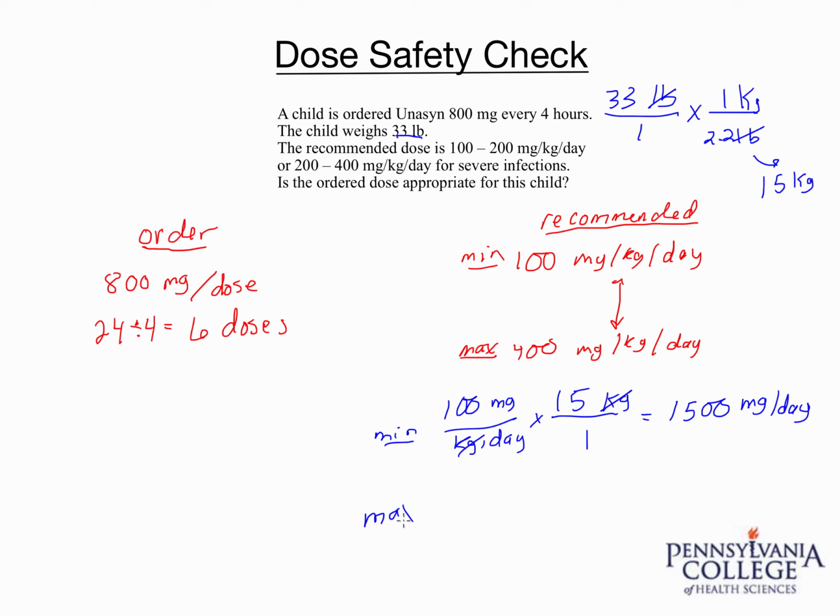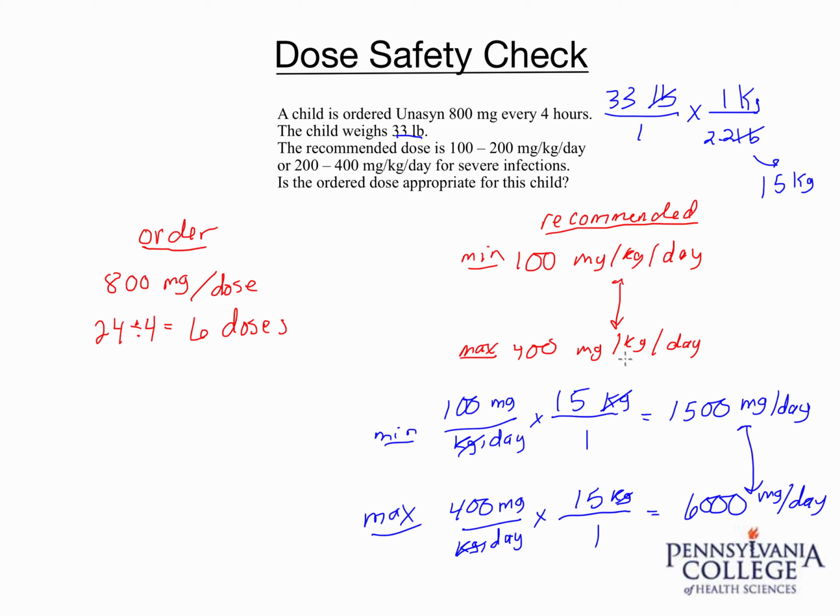We'll repeat the same procedure for the maximum recommended dose. Keeping in mind that the goal in all of these problems is to get the units of the order and the recommended to match. So I'm multiplying by 15 kilograms, and you will get 6,000, and once again, the unit will be milligrams per day. So our recommended range for a child weighing 33 pounds would be somewhere between 1,500 milligrams per day all the way up to 6,000 milligrams per day. That would be the recommended range.